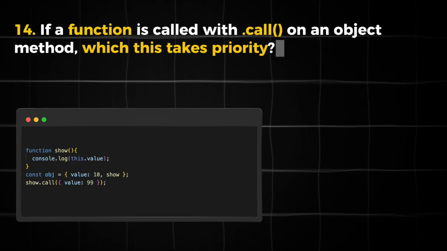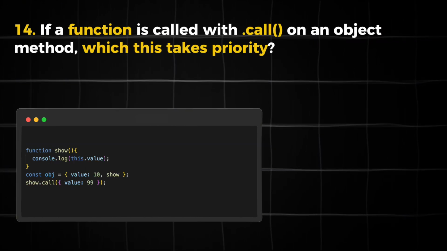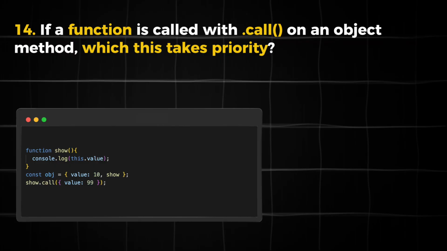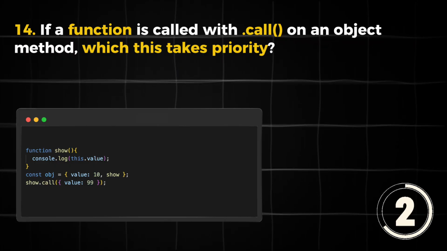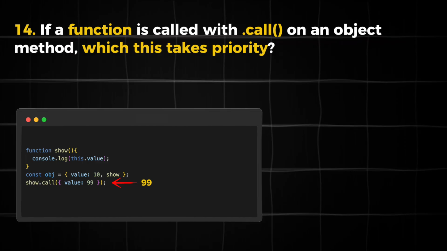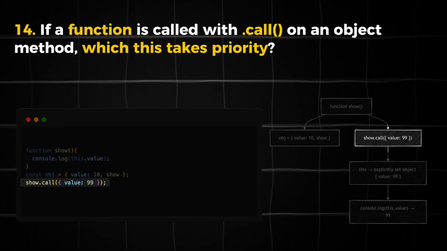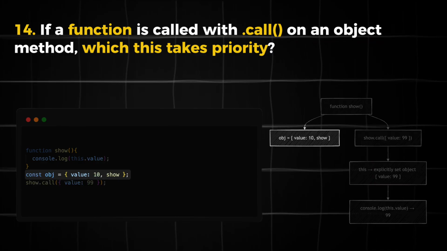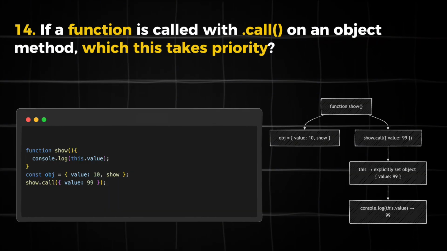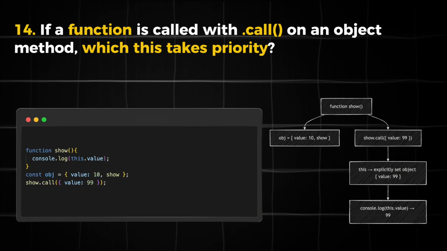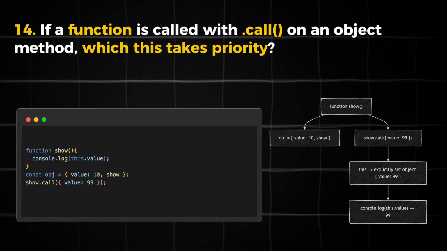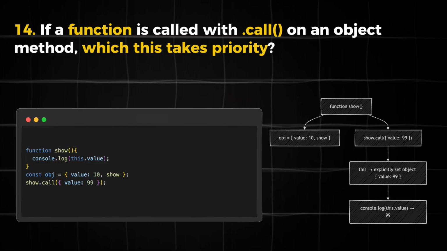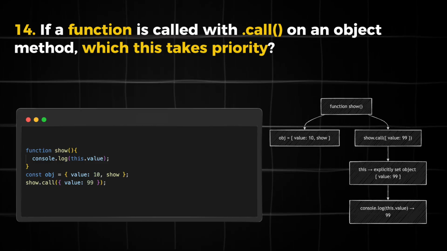Number 14. If a function is called with call on an object method, which this takes priority? So this.value is 99. Explicit binding using call has higher priority than implicit binding through an object method. When you call showCall with the custom object, JavaScript directly sets this to the object passed to call, so this.value logs 99.